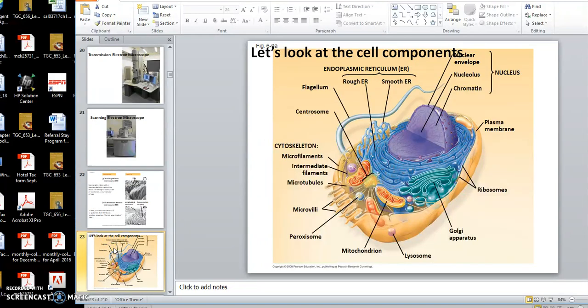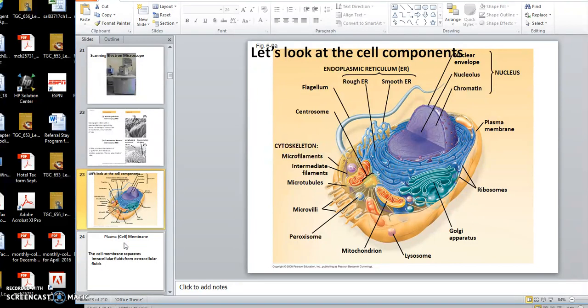Okay? So what I want you to do is to really get down and study these cell components. I want you to look in and maybe even make a little chart to talk about the various cell components. Okay.